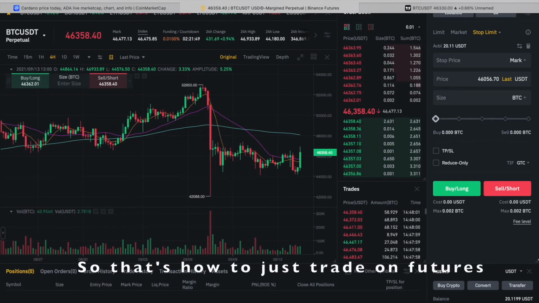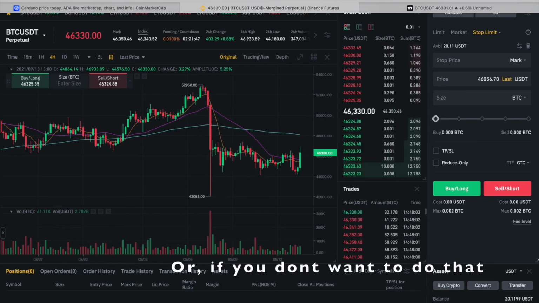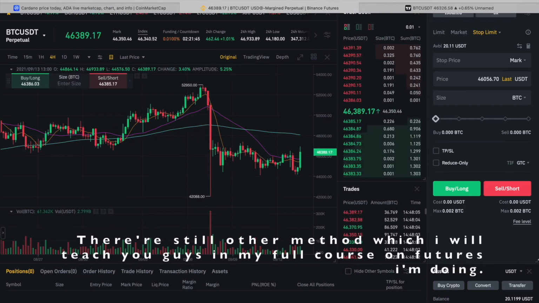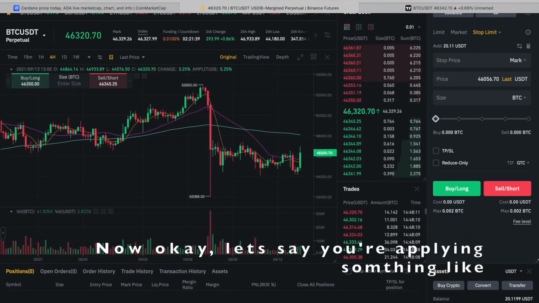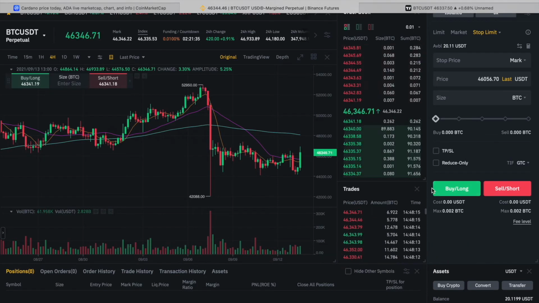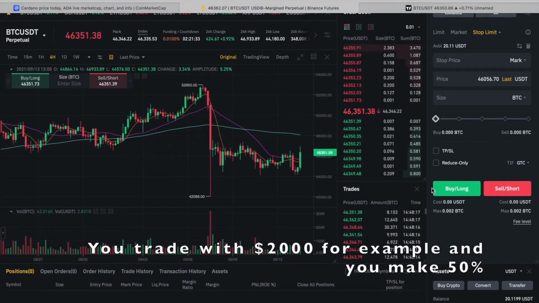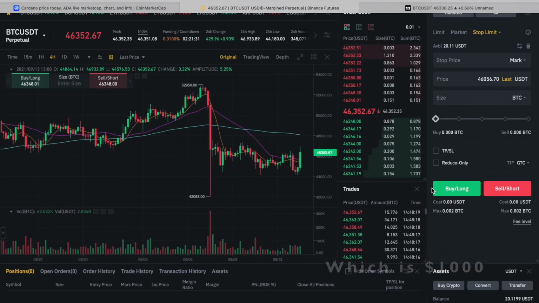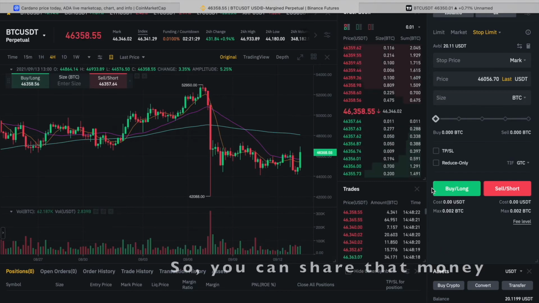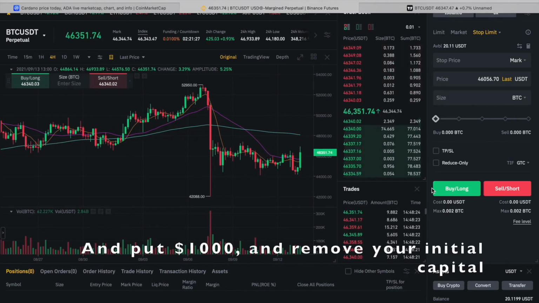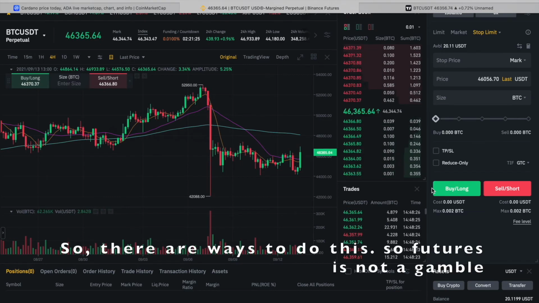That's how to just trade on futures. Or if you don't want to do that, there are still other methods which I'll teach you in my focus on futures. Let's say you trade with $2,000 and make 50%, which is $1,000. You can withdraw that $1,000 and remove your initial capital. So there are ways to do this.